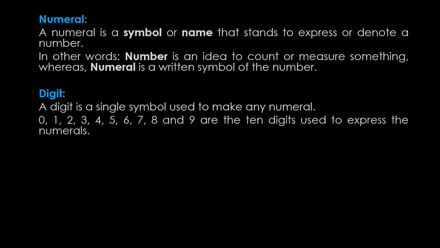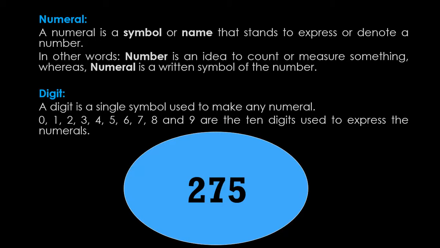0, 1, 2, 3, 4, 5, 6, 7, 8, 9. These are the 10 digits used to express the numerals. Let me explain through this picture. Here we can see 275. This is a number. When it is written, this written symbol of the number 275 is the numeral.